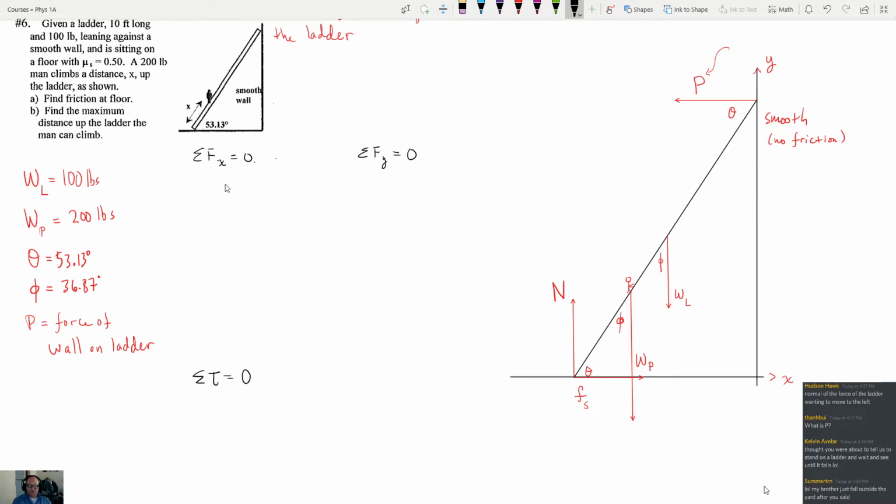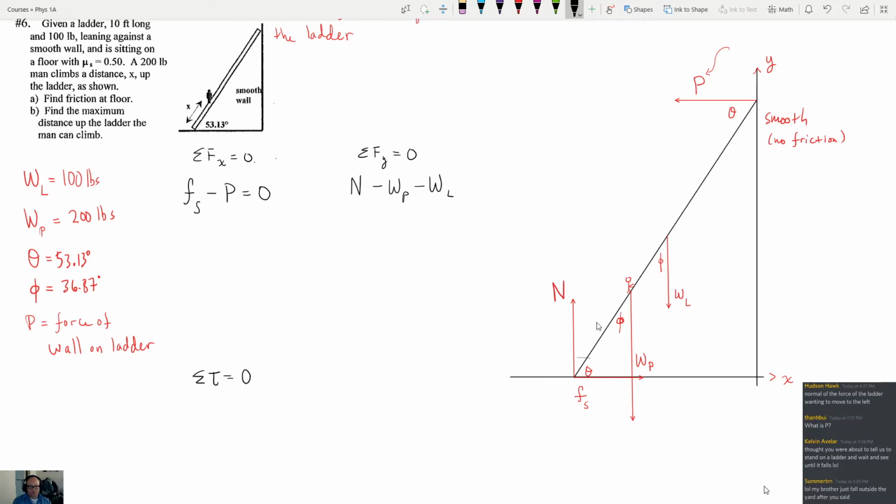Okay, so net force in the x direction equal to 0. There are exactly two forces. There's P, which goes left, and the friction force, which goes to the right. We said right was positive, so we'll have F sub s, the static friction force, minus the force from the wall is equal to 0. For the y direction, we're going to have the normal force goes up minus the two weights, which point down. So the weight of the person minus the weight of the ladder.